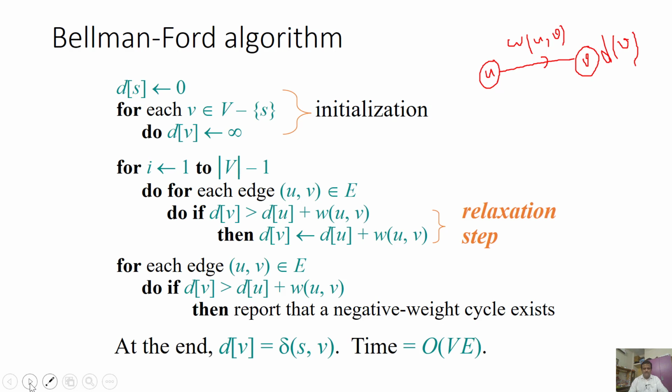We will take a quick example, and at the end it will be delta of S comma V, or it will report a negative cycle. And what is the time complexity? Time complexity is V into E.